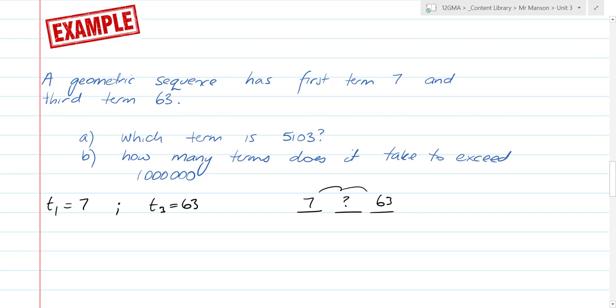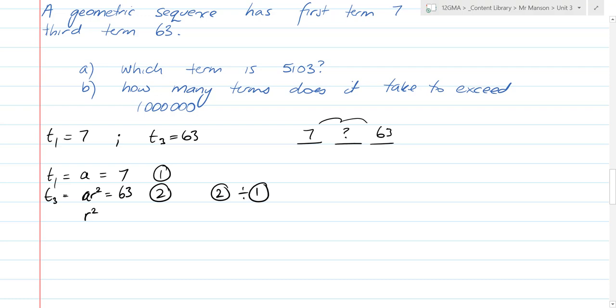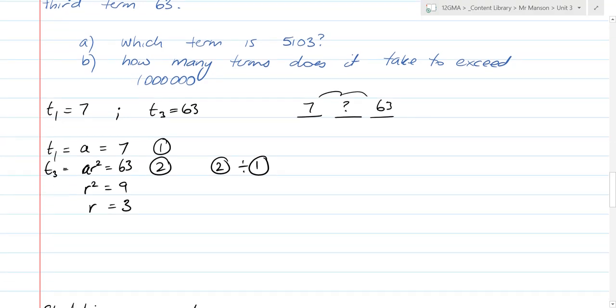But again, the technical approach, because I want you to see this twice, is that we have T1 equals A equals 7, T3 equals A R squared equals 63. We do equation number 2 divided by equation number 1, and that gives us R squared is equal to 9, R equals 3, and so our common ratio is 3, and our A is 7, which leaves Tn is equal to 7 times 3 to the power of n minus 1. So we've built our understanding of the nth term.